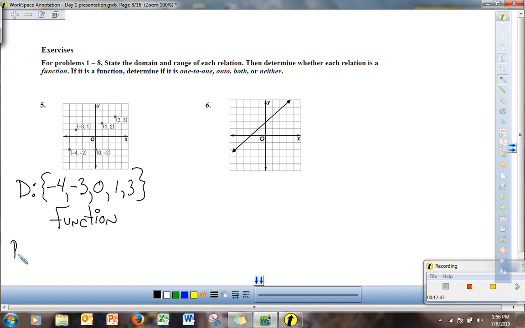The range, I'm going to just do the same thing. I'm going to start from the far left again, but I'm just going to list the y values. That y value is a -2. That y value is a 1. This y value is a -2, but I already got it. This y value is a 2. And that y value is a 3.